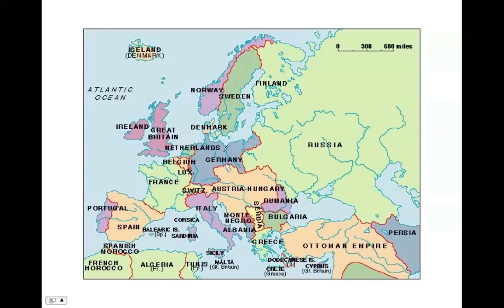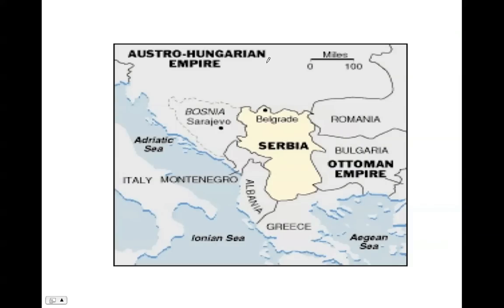Now, here is a map of Europe in 1914. And you will see Austria-Hungary here. I had to enlarge this image so it's not real clear. But this right here is the Bosnian province of Austria-Hungary, and the capital of this province was Sarajevo.